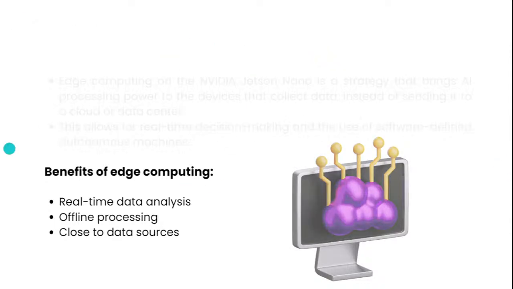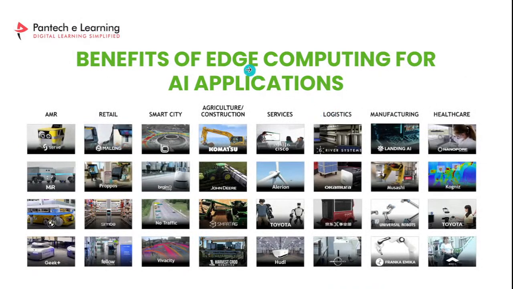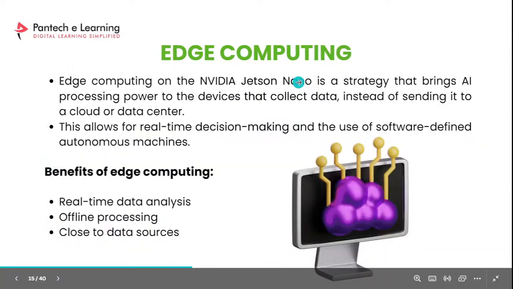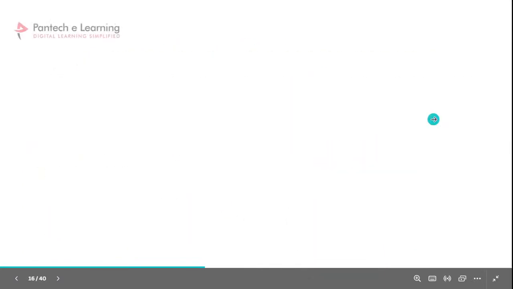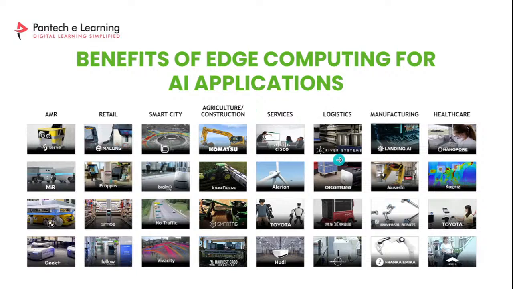Okay, so now let's talk about the next thing, which is benefits of edge computing for AI applications. In this slide, we have talked about edge computing, right? I hope all of you know most of these popular companies. These popular companies are using edge computing applications in their AMR, retail, smart city, agriculture or construction, services, logistics and manufacturing, and healthcare.